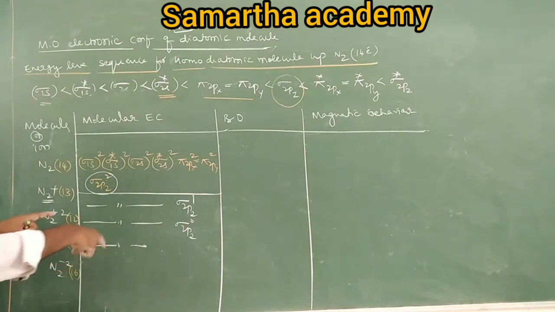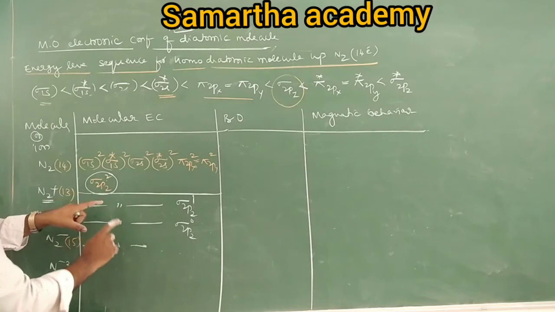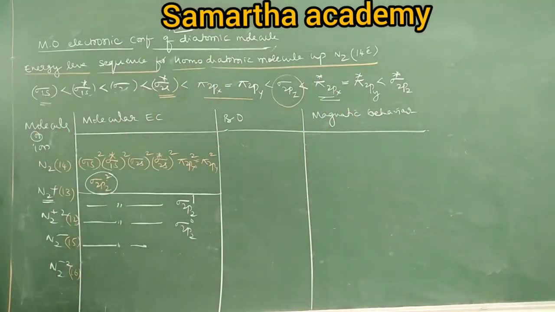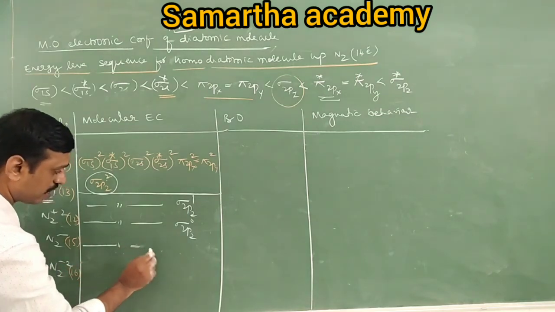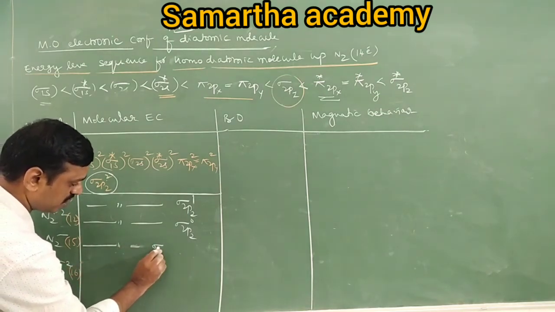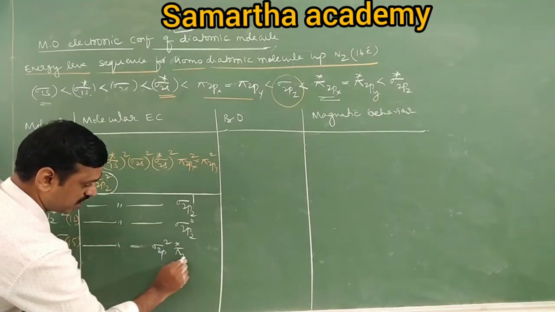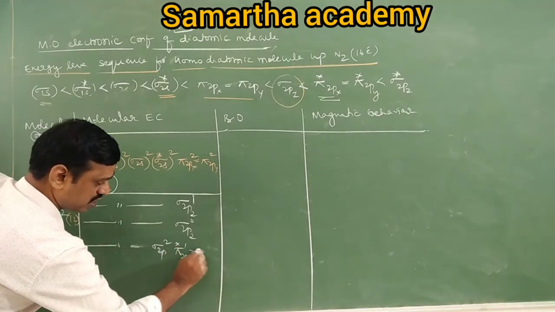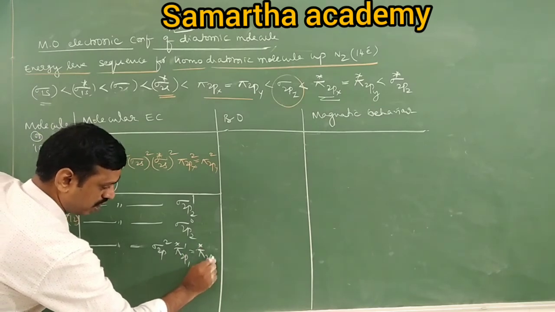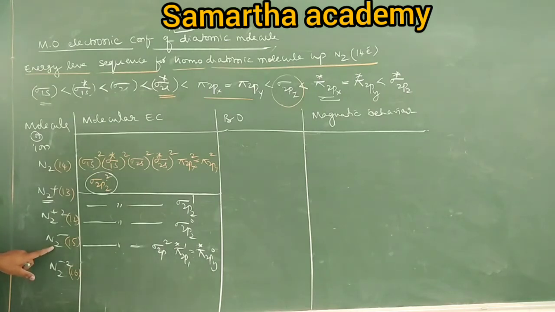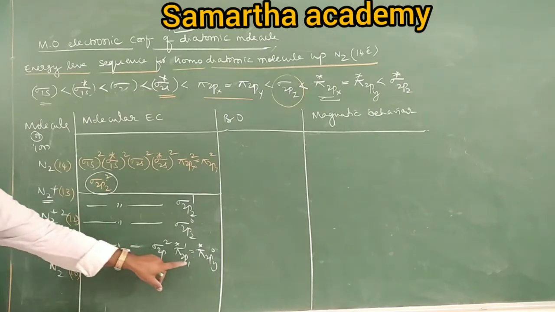Now after sigma 2pz2, the electron should enter into pi star 2px1, pi star 2py1. That means now where should the electron be written? Sigma 2pz2 is as it is, then pi star 2px1, pi star 2py0. Okay, no need to write 0. It means that to convert nitrogen to nitrogen minus, the electron should be added to the anti-bonding molecular orbital.